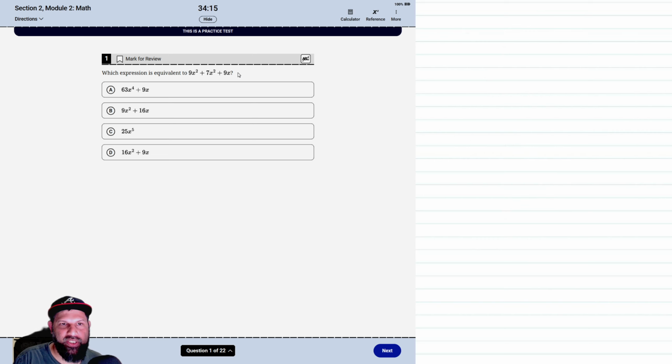Okay. It says which expression is equivalent to 9x squared plus 7x squared plus 9. So for one, the answer would just be adding up the coefficients of the x squared terms. So this is going to be equal to 16x squared plus 9x, which is option D.